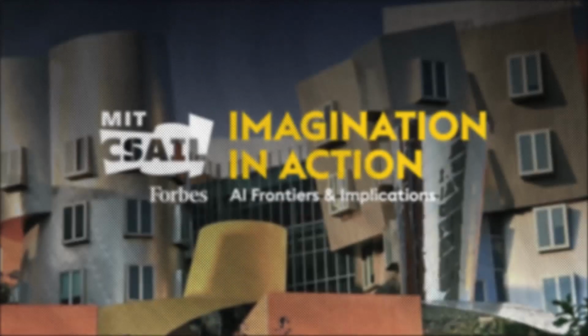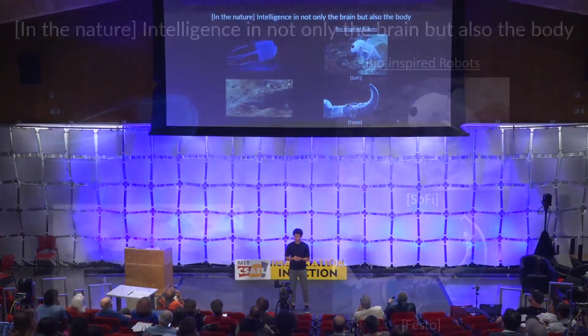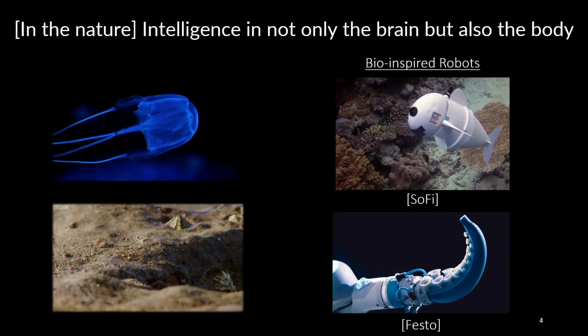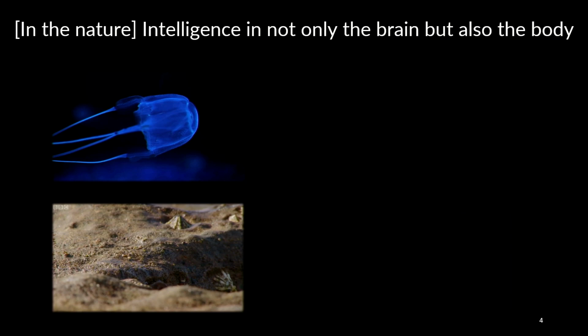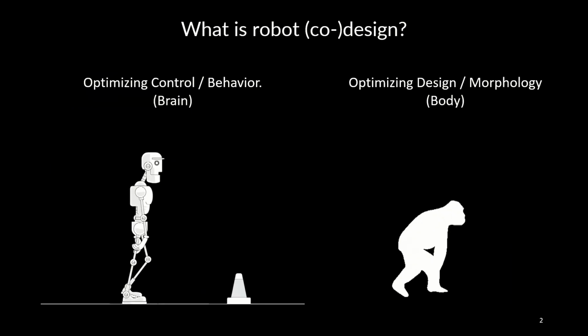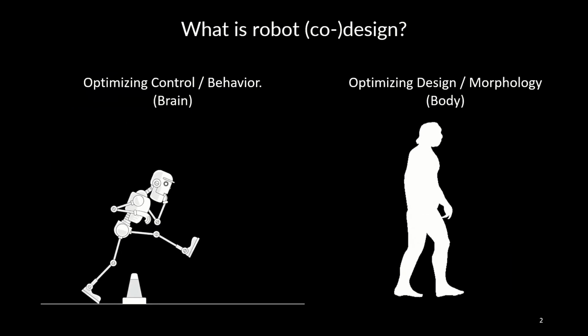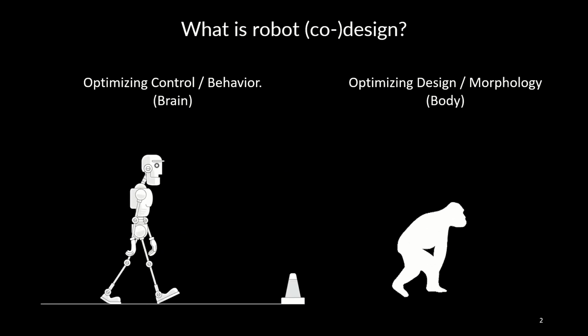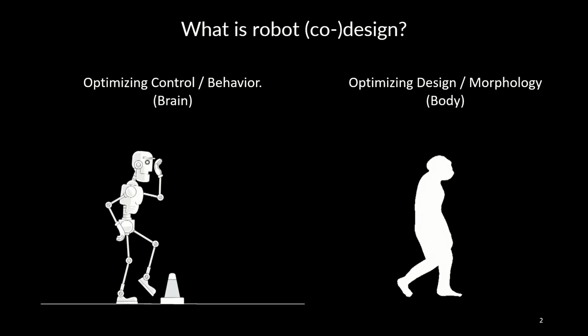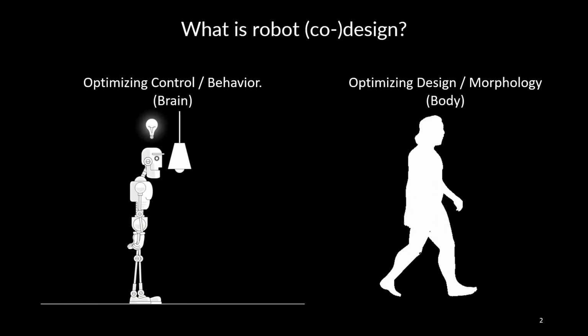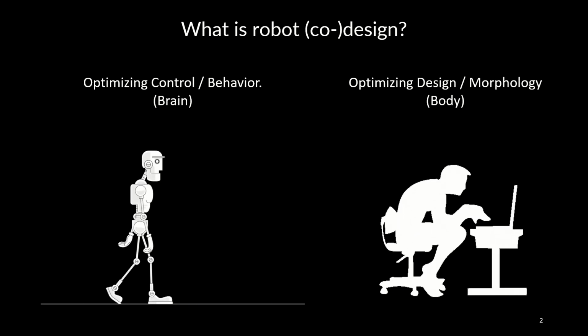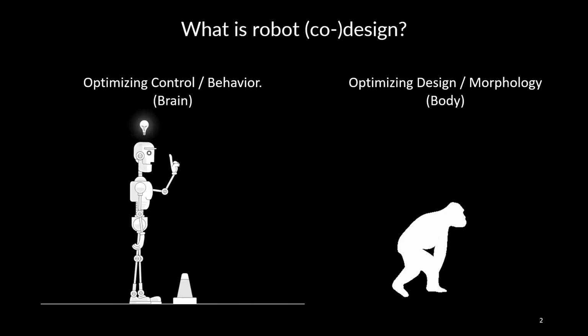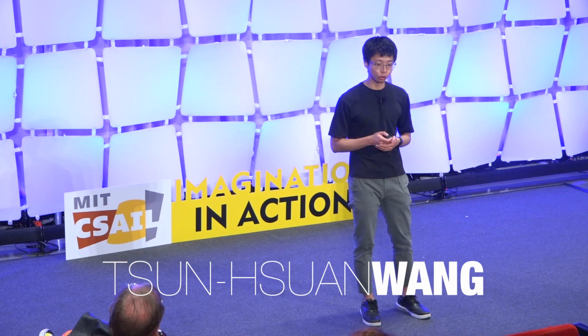So to start with, what is robot co-design? Robot co-design is a joint process of optimizing the control, or you can say the behavior, or even the brain of the robot, and simultaneously optimizing the design or the morphology, or you can say the body of the robot. Control normally refers to something that can be adaptively changed in response to different environmental conditions. And design, or the body of the robot, normally remains fixed throughout the entire execution.